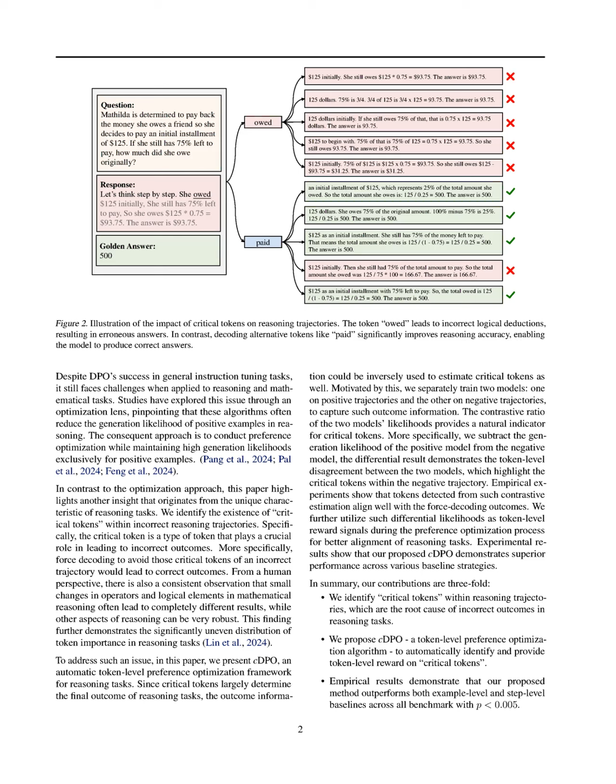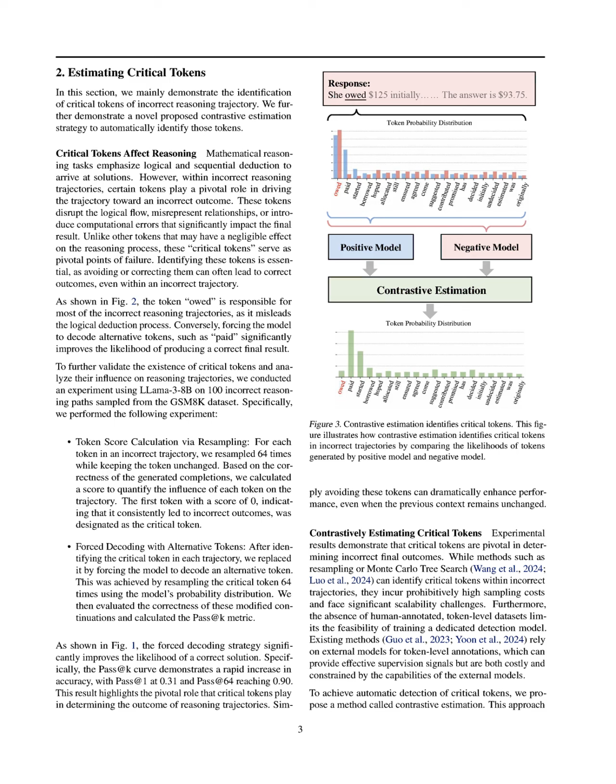The proposed contrastive estimation strategy involves several key steps to effectively identify critical tokens in reasoning trajectories. First, two models are trained separately: a positive model on correct reasoning trajectories and a negative model on incorrect ones. This is achieved by sampling a dataset where reasoning trajectories are generated using a pre-trained language model, with correct trajectories labeled as positive and the top P% of incorrect ones as negative.